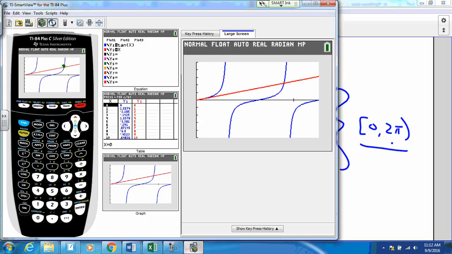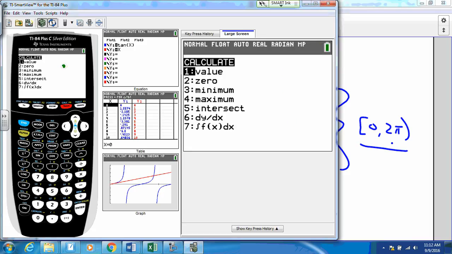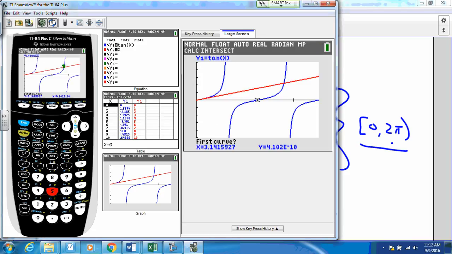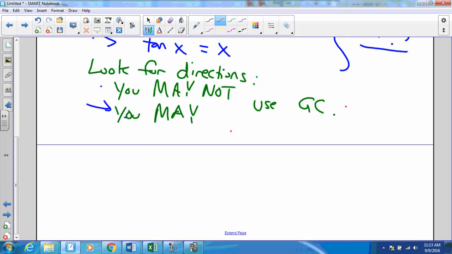So back to my calculator. We have second calc intercept. And we have our first curve, which is the tan x curve, and the second curve, which is the y equals x curve. And for our guess, I'm going to put my cursor close to the point in green and hit enter. And it's going to tell me that the intersection is at 4.4934. So I'm going to represent on my page tan x equals x, then x equals 4.4934. That's one solution.